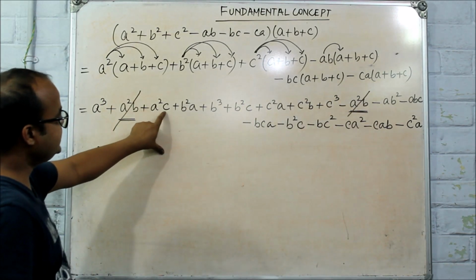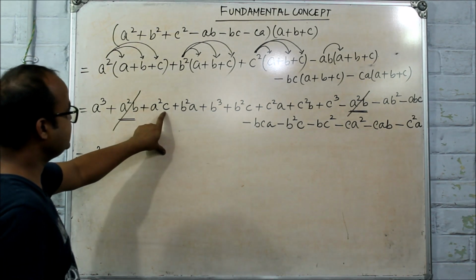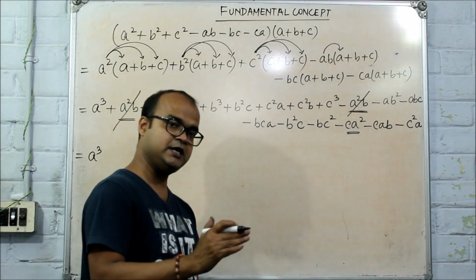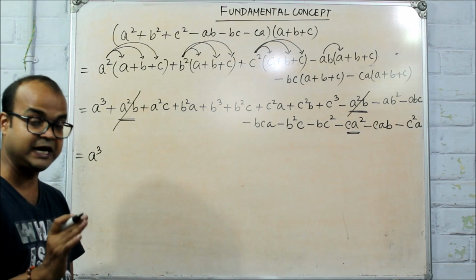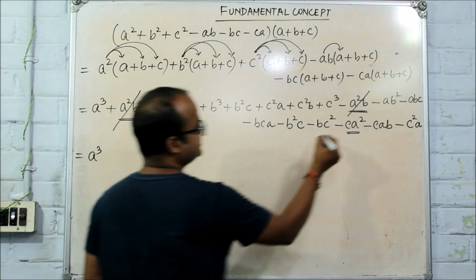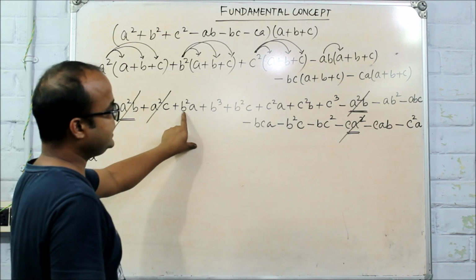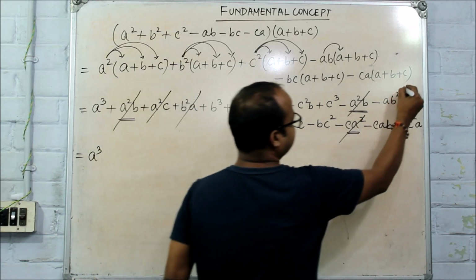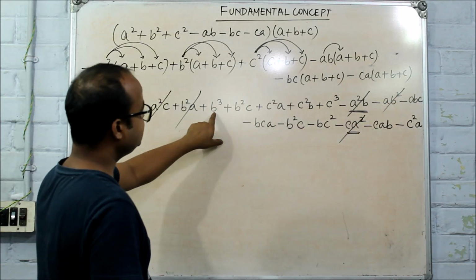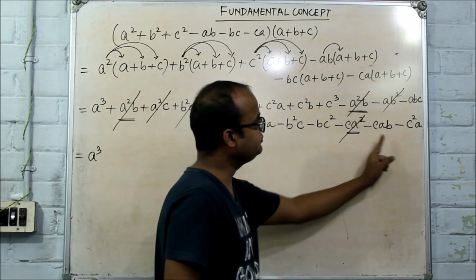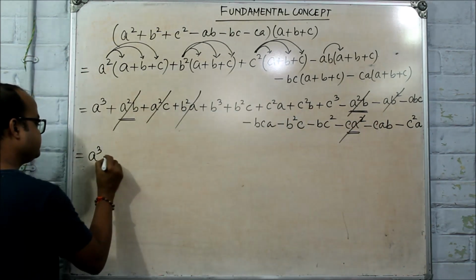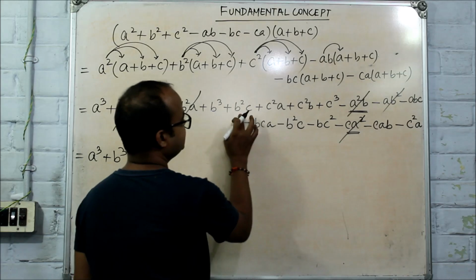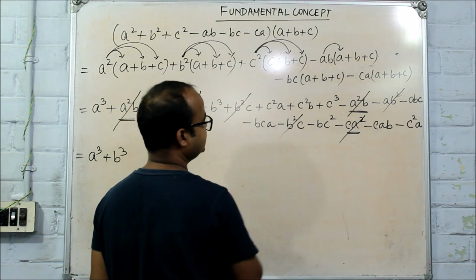Moving into the next, a square c. It is c a square, but it is the same. c a square or a square c are the same term, like terms, opposite signs, so they will cancel each other. b square a, positive, negative, they will cancel each other. Plus b cube. Check, any b cube term there? No, so we write plus b cube. Moving into the next, b square c, plus minus, so they will cancel each other.